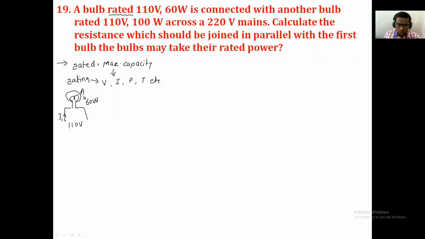It means that we cannot provide more than 110 volt to that lamp because it is the maximum capacity.